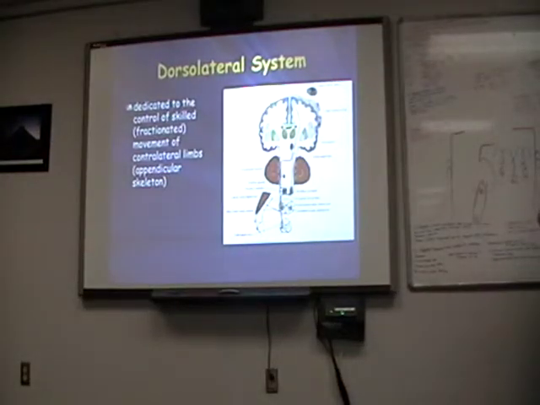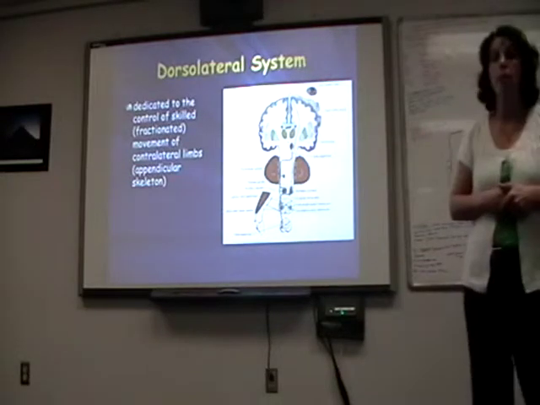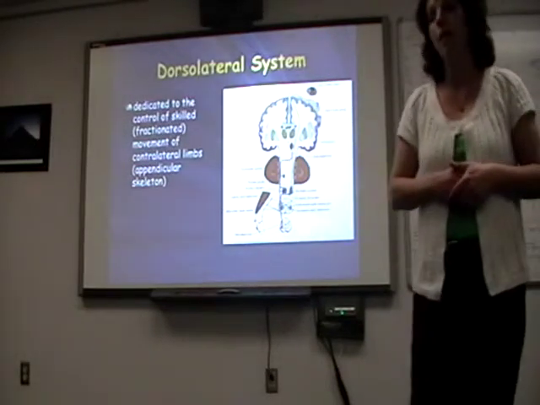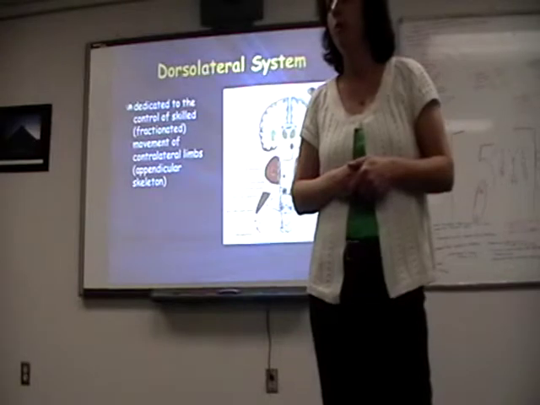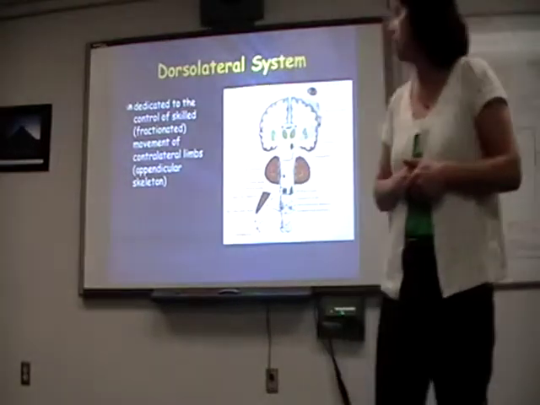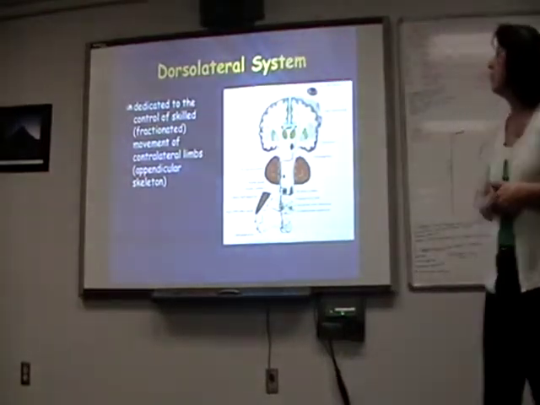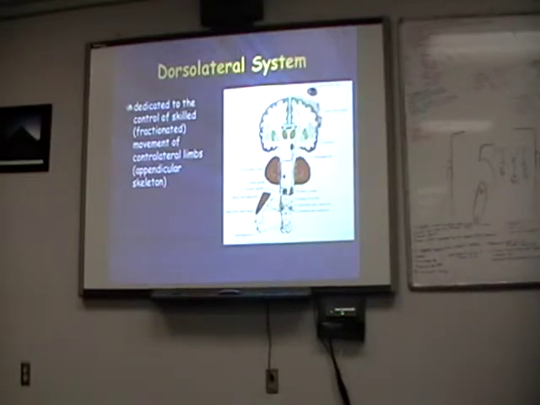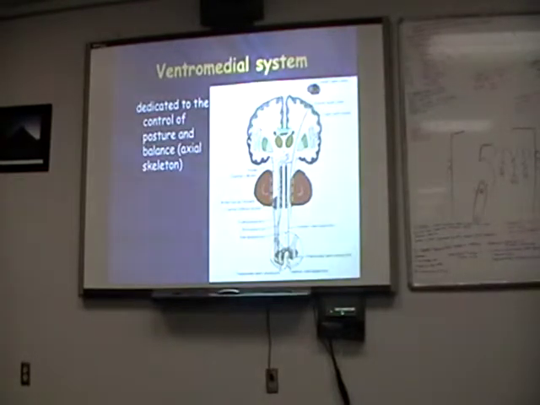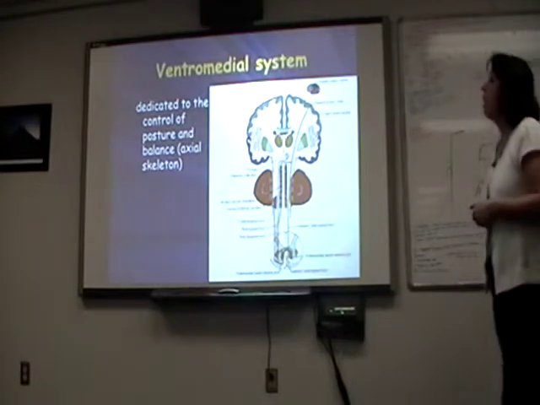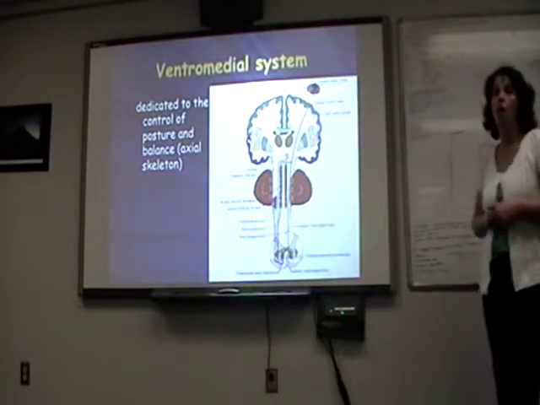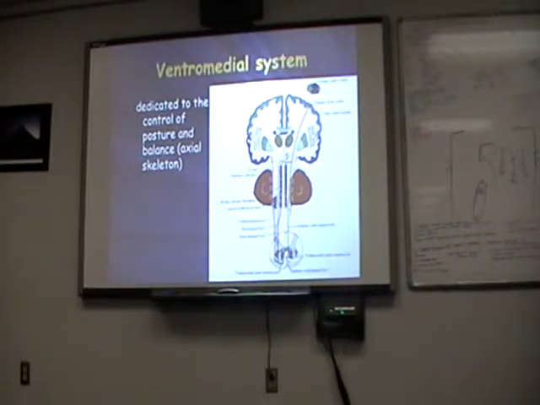Our dorsolateral system is what we've been talking mostly about so far. The lateral corticospinal is one of the big ones, and we'll talk about a couple others. But again, we're just controlling our contralateral limbs. And then our ventromedial system, which we really have not gotten too far into, is going to be controlling our neck and head and our posture and balance.